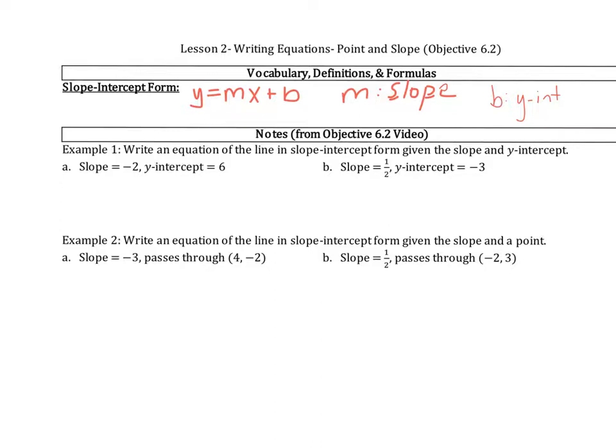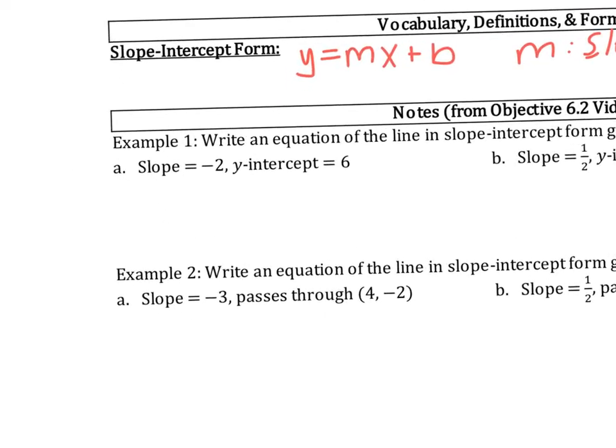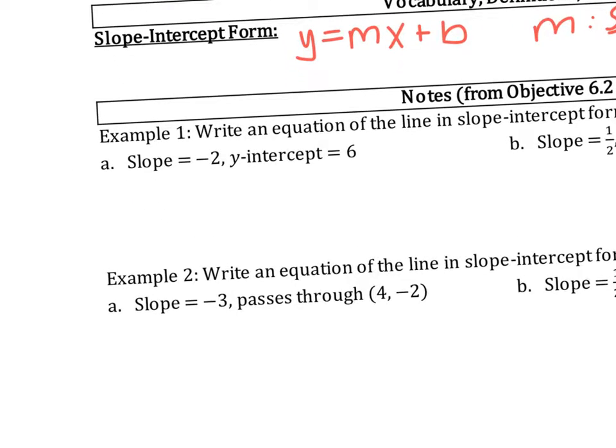So in example 1, we're given the slope and the y-intercept. Since we're given both pieces of information, we are simply going to plug them into our template. So our template looks like this. Y equals blank x plus blank. And our m goes here and our b goes here. Well, our slope is -2 and our y-intercept is 6. So we're going to plug those in to our m and our b. And so our equation would just be y equals -2x plus 6. As easy as that. Okay?